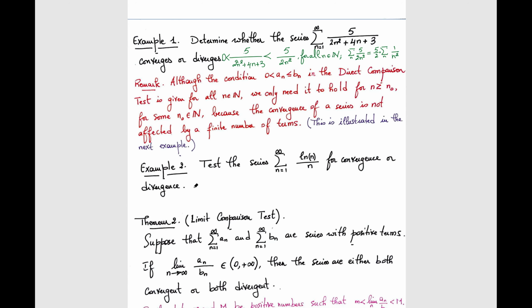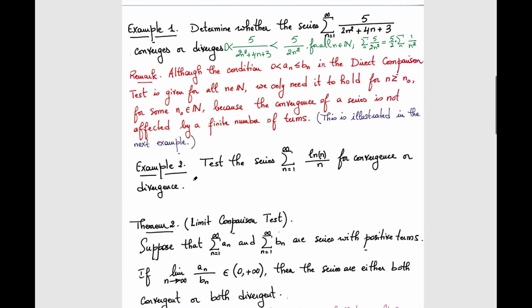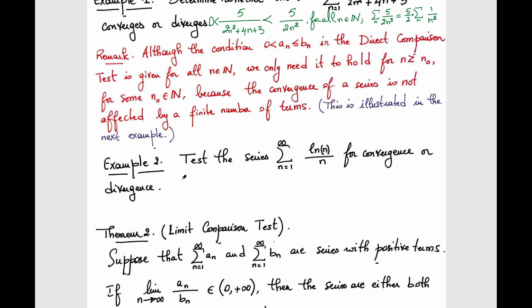Correct? What do you think the series is going to be? One such series can be 1 over n, because ln n, if you take n to be bigger than or equal to 3, you can say that ln n is greater than 1, right? When is this precisely 1? When n is e, correct? But n is a natural number in this context. So from 3 onward, this happens.